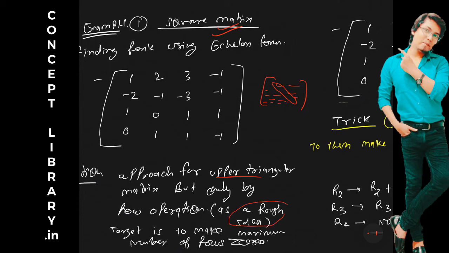Our main target is to make as many rows as possible 0. We have to make the maximum number of rows 0. But if you want to make your rows zeros, you should keep in mind to go in such a way that your upper triangular matrix is being formed. That is a much easier way to approach this concept of zero rows. Okay, so how to do this?